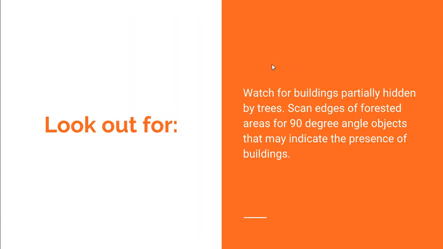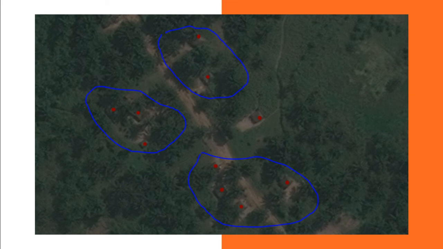Look out for buildings that can be partially hidden by trees. So scan the edges of forested areas and look for 90-degree angles. Areas with a lot of trees, sometimes you can overlook the buildings, but if you look closely, you'll notice a 90-degree angle pointing out from under the trees. So here, for example, it's extremely forested, but in these circled areas, you can see that there are 90-degree angles, buildings that have roofs and are putting off a shadow. So you would digitize all of these.